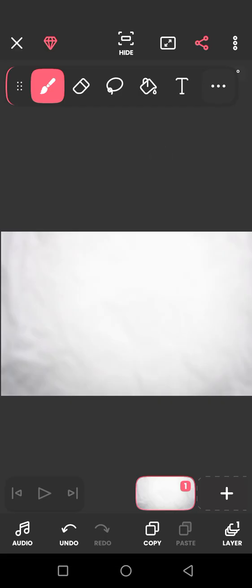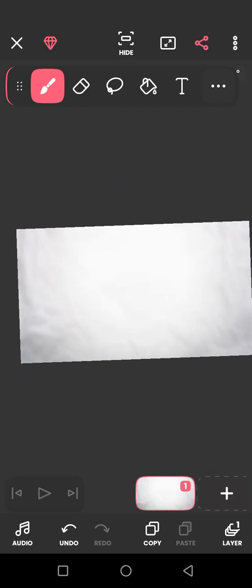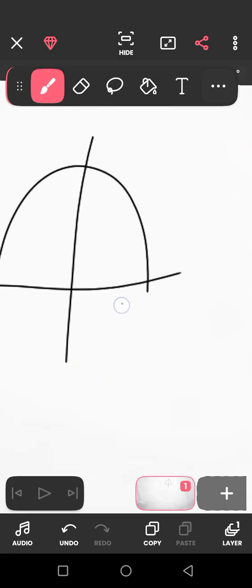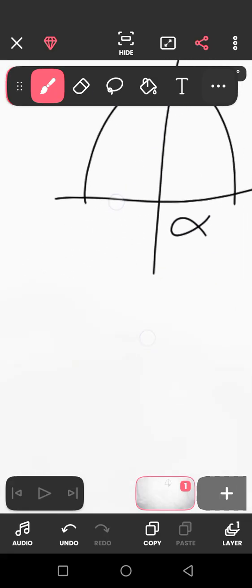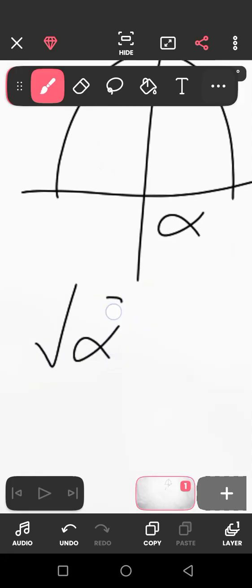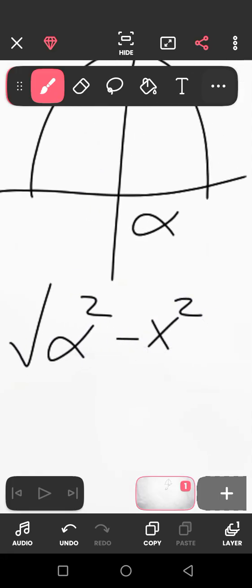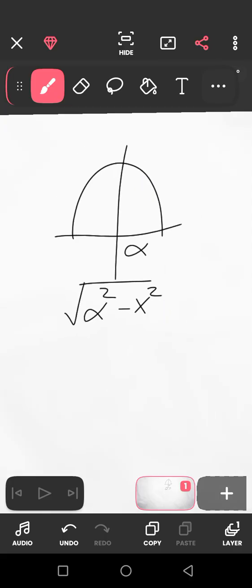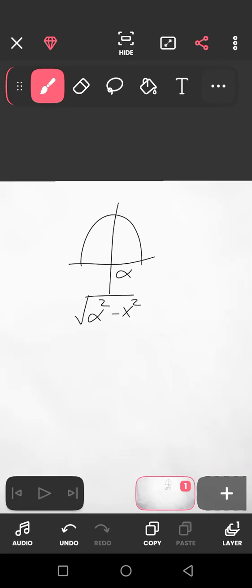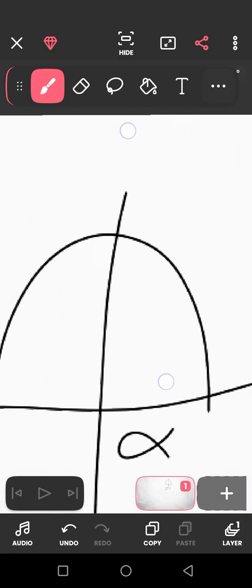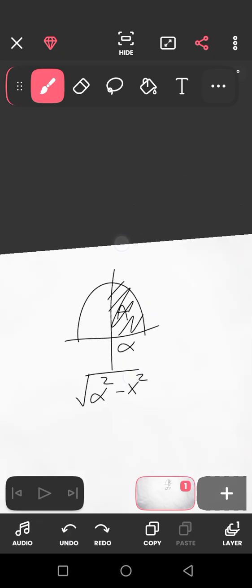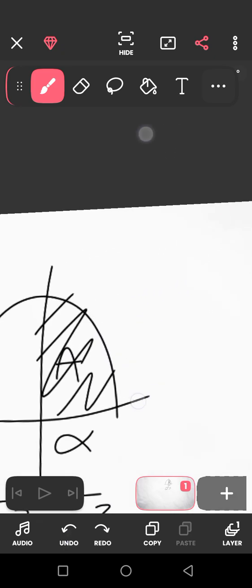Okay, proving the circle area formula using definite integrals. First, the semicircle equation with radius a: the square root of a squared minus x squared. Now we will try to find A, and then multiply it by 4 to get the entire circle area.